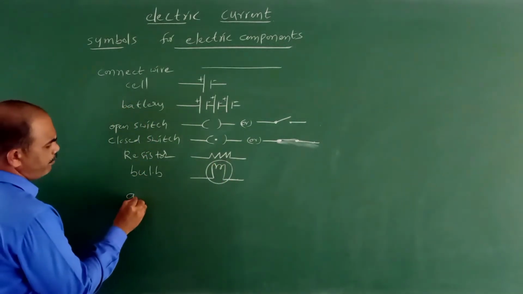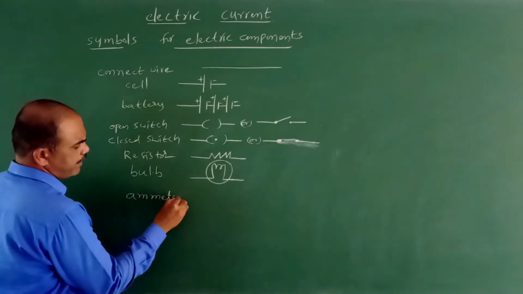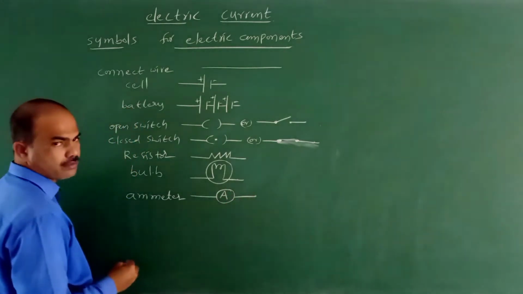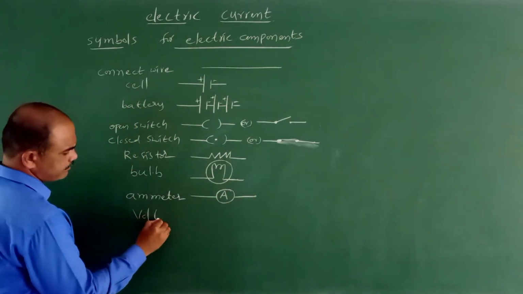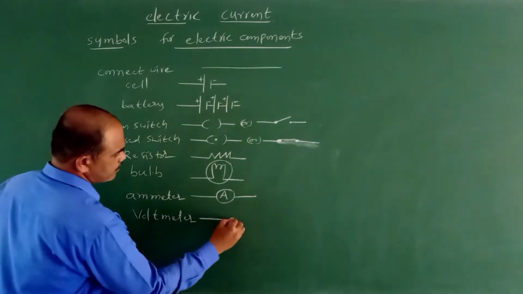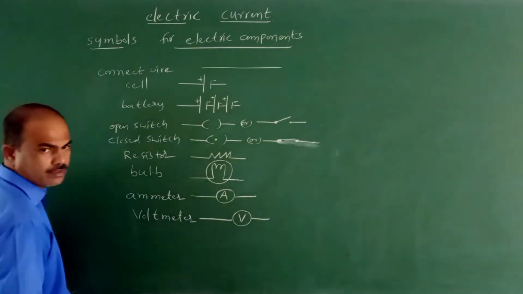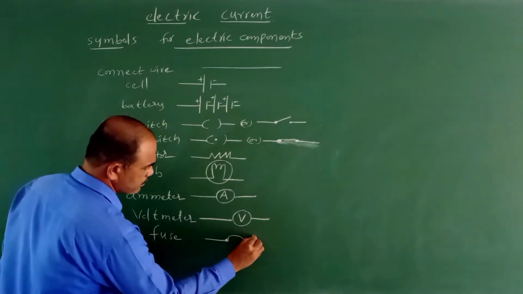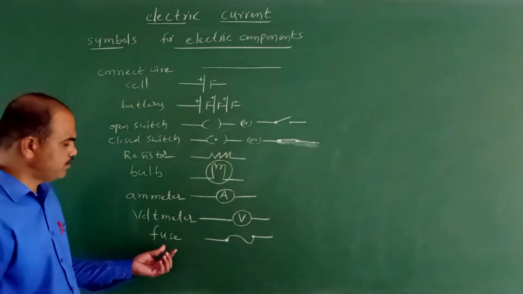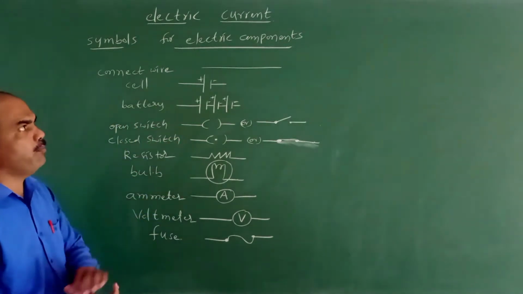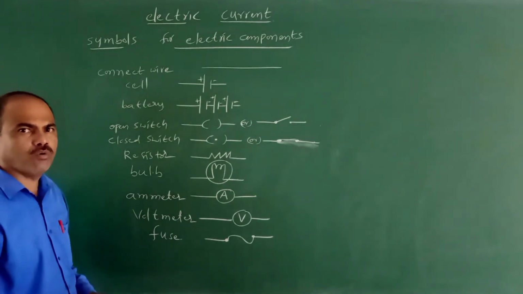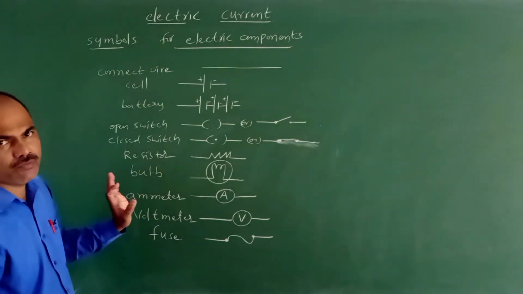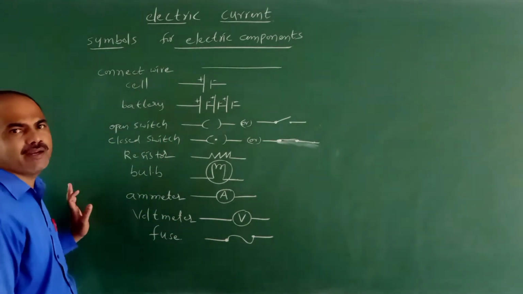Next, the ammeter. An ammeter is a device used to measure current. This is the symbol of the ammeter. Next, the voltmeter. This is the symbol of the voltmeter. Fuse: this is the symbol of the electric fuse. A fuse protects the electric components from overheating or over voltage. These are some of the electric component symbols frequently used in our electric current lesson.